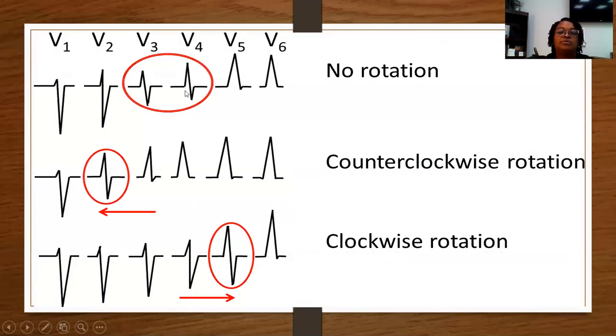Okay, so you have no rotation if it occurs between V3 and V4. However, if it occurs in V1 or V2, you have counterclockwise rotation. If it occurs in V5 or V6, you're going to have your clockwise rotation.